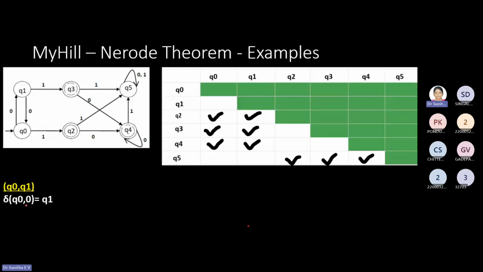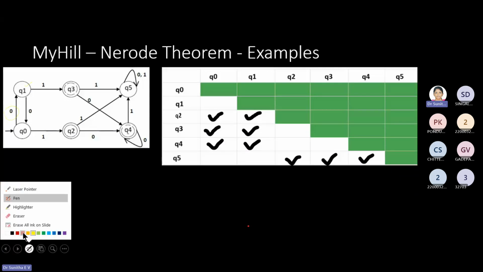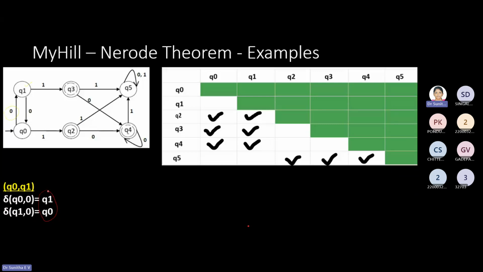Then we find the transitions for 0. You find the transitions for 0 from both Q0 and Q1. Transition on Q0, 0 is Q1 and Q1, 0 is Q0. So the state pair we get after the transition is Q1, Q0. And check whether Q1, Q0 is marked. It is not marked, so we leave it. Then you take the transitions for 1 for Q0 and Q1. Q2, Q3 is not marked. It is unmarked, so we cannot do anything.